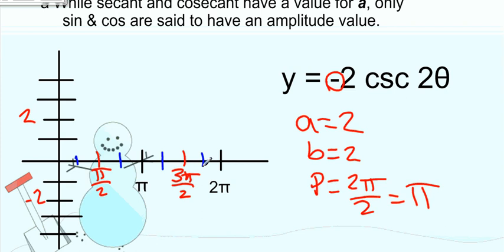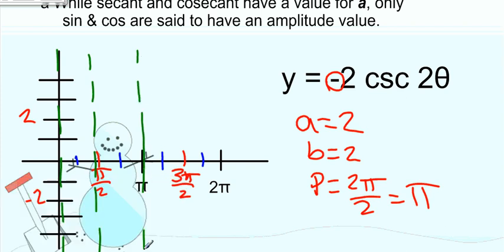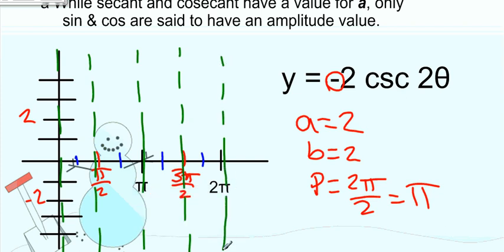Okay, and we're doing the cosecant, which is opposite of sine. So sine starts with an asymptote because it has that value of 0. So I'm going to draw in my asymptote there at 0. It skips, so there'd be a value there, and then we have an asymptote. Then we have a value and an asymptote. Value, asymptote, value, asymptote. Okay, now the sine graph normally will go up to the value of 1.